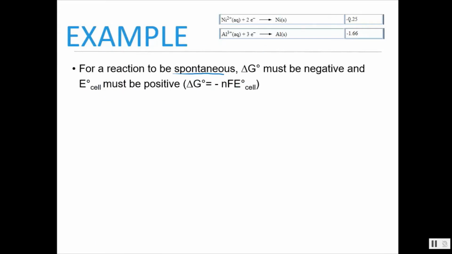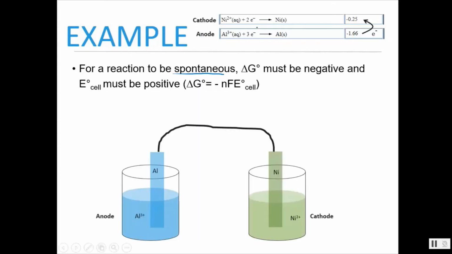So here we have our reduction potentials listed, and if we wanted to add up these reactions, we would need to have the same number of electrons transferred. The other thing is we can see based on the reduction potentials, like we did on the previous slide, that the aluminum should be oxidized and the nickel should be reduced, making the nickel the cathode and the aluminum the anode. So now when I draw my cell, I'm able to determine the direction of the electron flow.